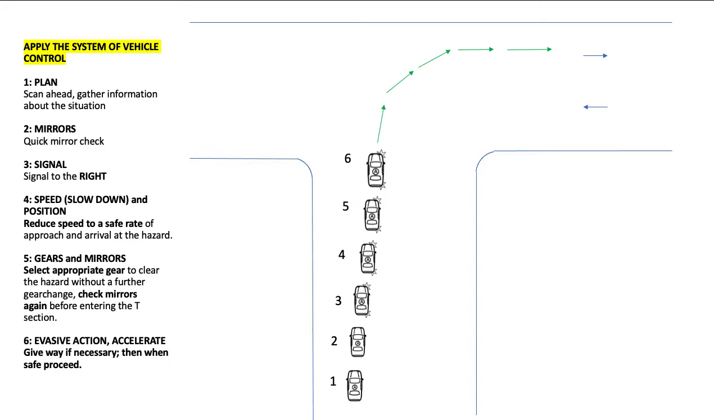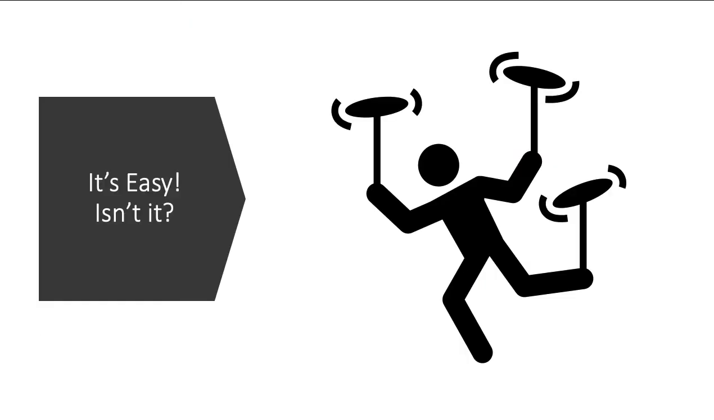Number 4, drop your speed. And number 5, gear down. Number 6, once we get up to the T, you should be scanning, looking that it's all clear, and then when safe to do so, proceeding around to the right. Sounds easy, doesn't it?